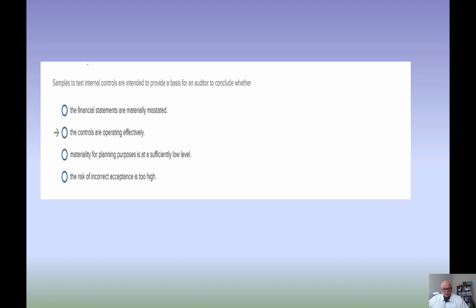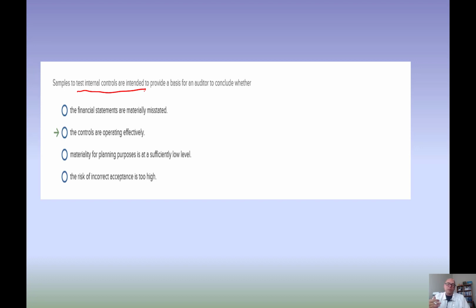Okay, take a look at the next one. Samples to test internal controls are intended to provide a basis for an auditor to conclude whether, well, when we're testing internal controls, remember, I keep beating you with this, I know, but you're going to be walking out of this class knowing these terms, you have to obtain an understanding sufficient to evaluate the design of the control and determine the control has been implemented, right? That will allow you to make an assessment of the risk of material misstatement. If you assess that risk of material misstatement at the maximum, forget the control testing, go straight to substantive testing. But if you have assessed that risk of material misstatement at less than the maximum, you must test what? Operating effectiveness of the internal controls, okay?